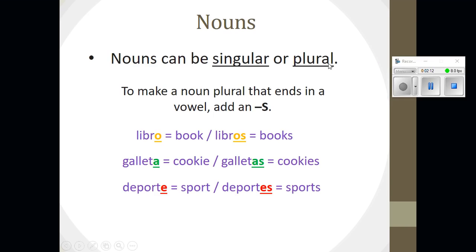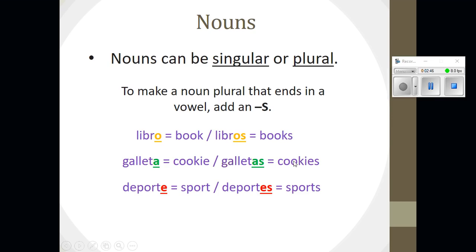Okay, nouns can be singular and plural. That's the same in English. It tells us here that to make a noun plural that ends in a vowel in Spanish, you must add an S. Okay, so if we look over here on this side, libro, galleta, and deporte all end in vowels, O, A, and E. If we want to make them plural and change book to books, we must add an S. If we want to make cookie plural, we must add an S. And finally, sport, we must add an S.